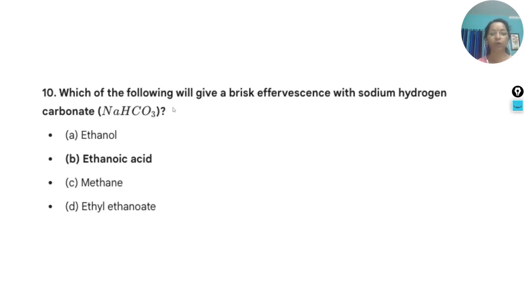Next question: which of the following will give a brisk effervescence with sodium hydrogen carbonate? That means carbon dioxide should be evolved, so it should be an acid. Ethanol, no. Ethanoic acid. Ethane, no chance. So ethanoic acid plus sodium hydrogen carbonate gives brisk evolution of carbon dioxide. That means the answer is ethanoic acid.